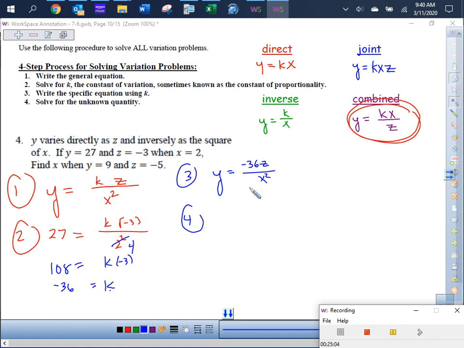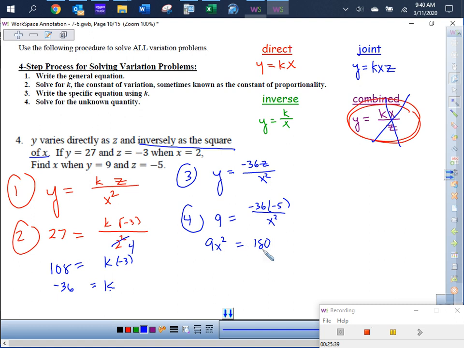So I got this far. I found k to be negative 36, but it gets a little weird here. Find x. So they give me y as 9, and I know this was a negative 36. Z was negative 5. But they want me to find x. Well, it's being squared down here also. I don't like him downstairs. How can I get rid of this? Multiply by x squared. And that turned out to be 180. Is that right? And divide by 9 first.